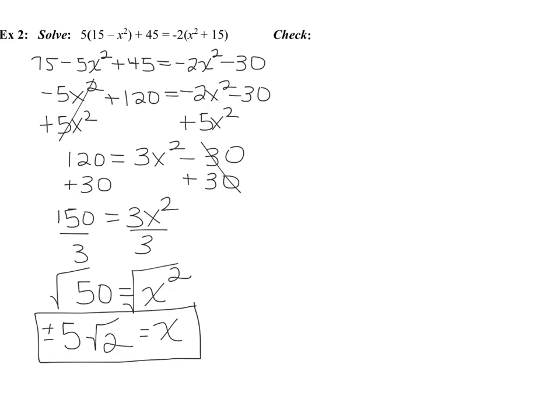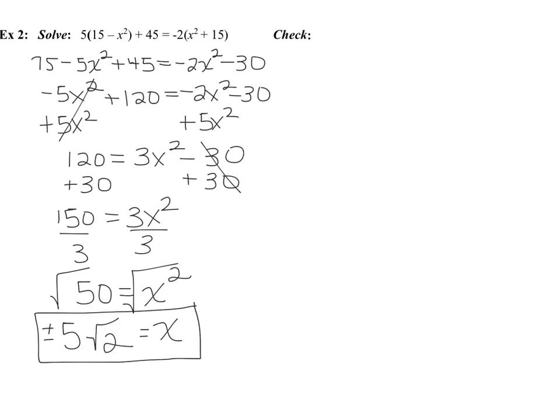So if you solved the problem correctly, you should have gotten x equals plus or minus 5 square root of 2. I want to remind you that in this problem, you have variables on both sides of the equation. So after you distribute, this is what you get, and then you combine like terms, right? You could write this as 120 minus 5x squared as well. You have to collect your variables at this point, right?